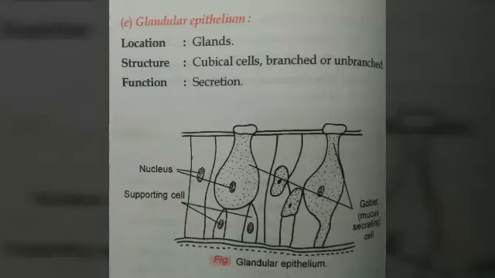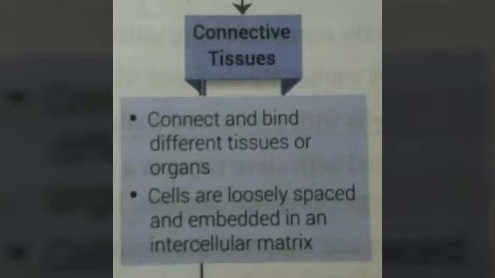The next one is glandular epithelium tissue. The word glandular refers to a gland-like structure. It means they contain glands, and the structure is cubical cells, branched and unbranched. The function of glandular tissue is secretion.